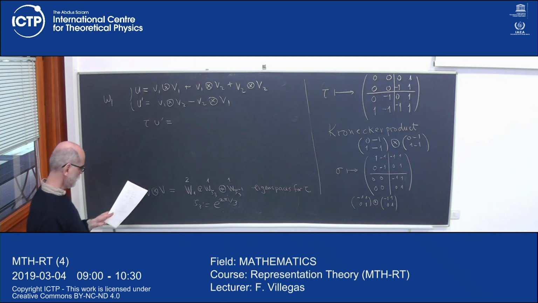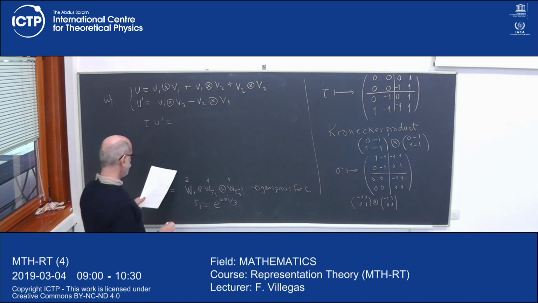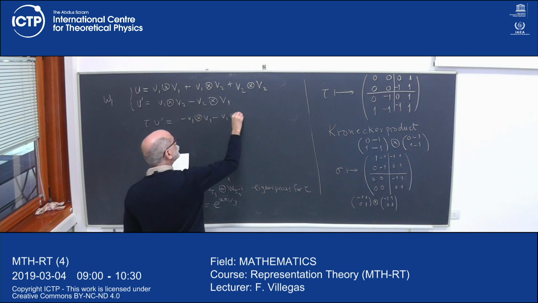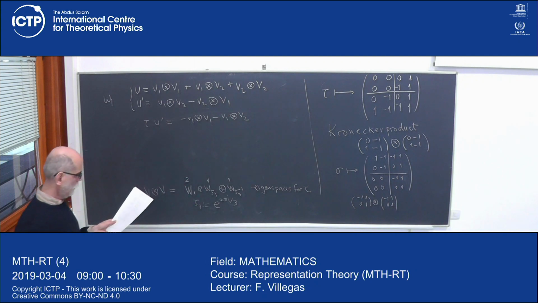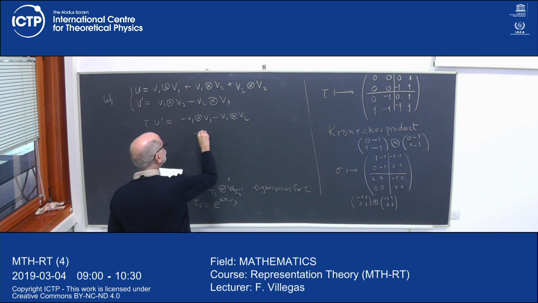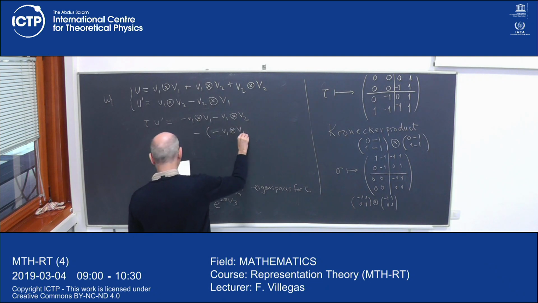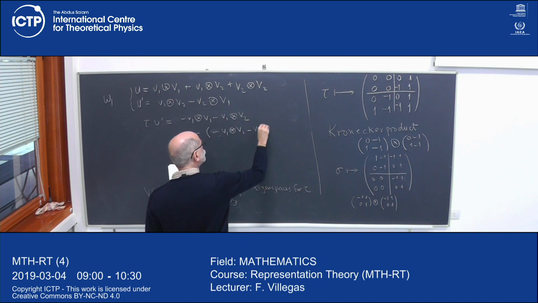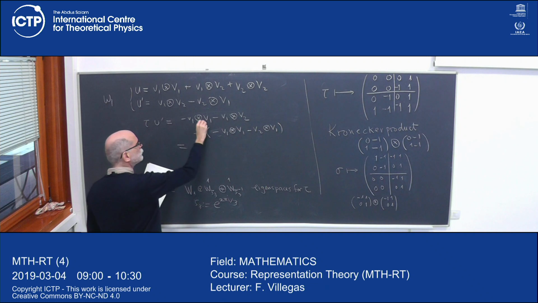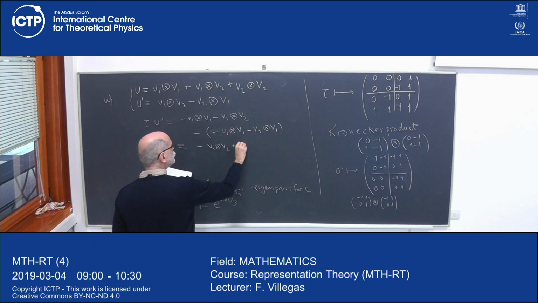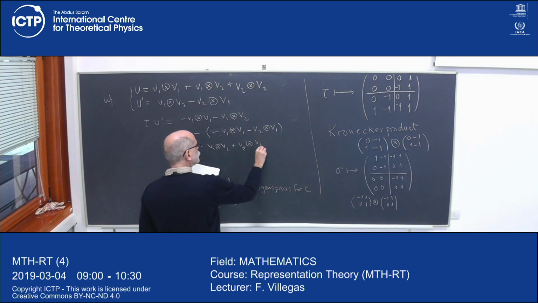I'll look at my notes. So V1 tensor V2 goes to minus V1 tensor V1 minus V1 tensor V2, and V2 tensor V1 goes to minus V1 tensor V1 minus V2 tensor V1. So indeed, these two things cancel, and we get minus V1 tensor V2 plus V2 tensor V1. And this is minus U prime.